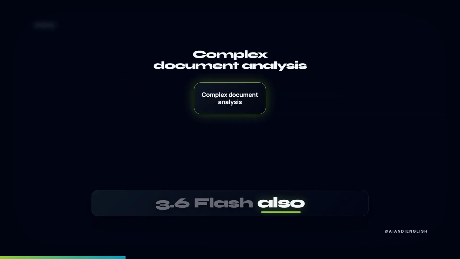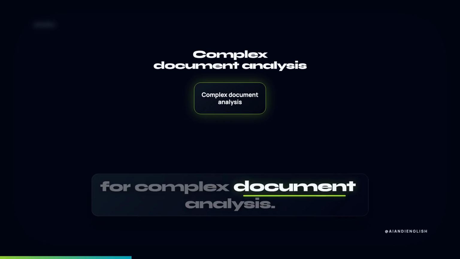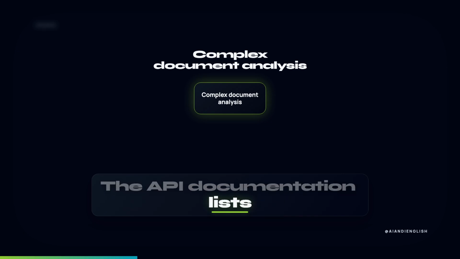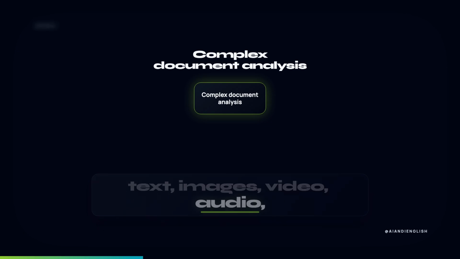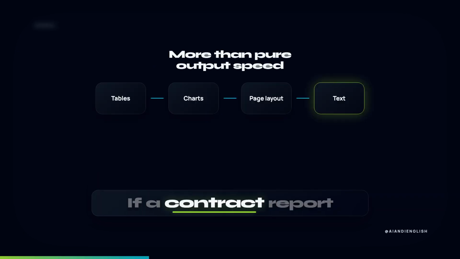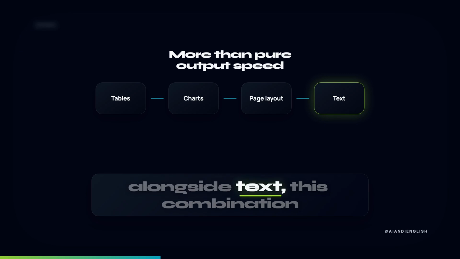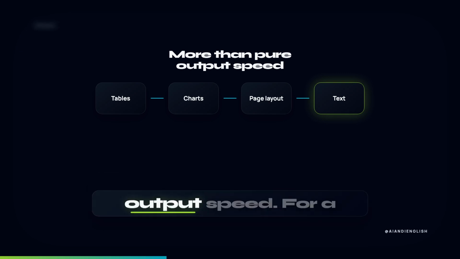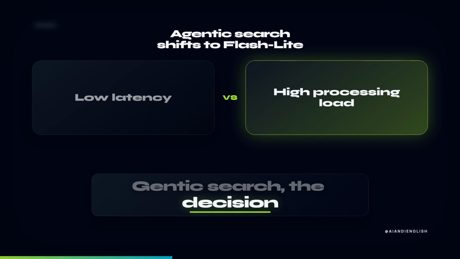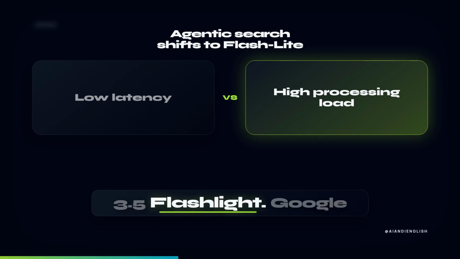Gemini 3.6 Flash also makes a strong case for complex document analysis. The API documentation lists text, images, video, audio, and PDFs as inputs. If a contract report or presentation contains tables, charts, and page layout alongside text, this combination matters more than pure output speed. For agentic search, the decision shifts more toward Gemini 3.5 Flash-Lite.